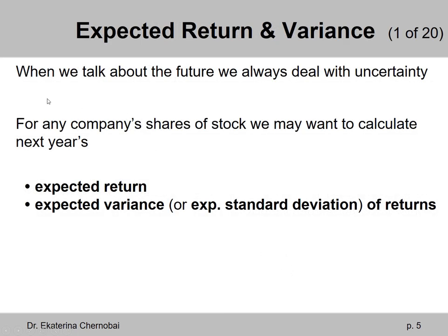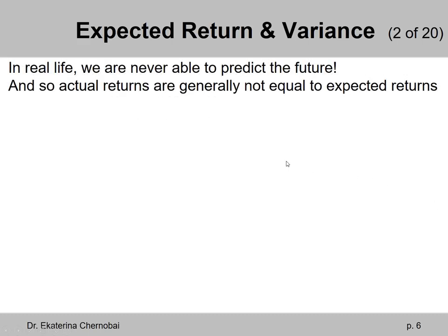Okay, so when we talk about the future, we always deal with uncertainty, right? Because nobody knows what will happen. And so next we will be looking at how we would be calculating next year's expected return and expected variance or expected standard deviation, which is simply the square root of variance. In real life, we cannot really predict the future. And so when we're trying to predict something for, let's say, next year, once 1 year has gone by, we will realize that we made a mistake. We are always going to be making mistakes.